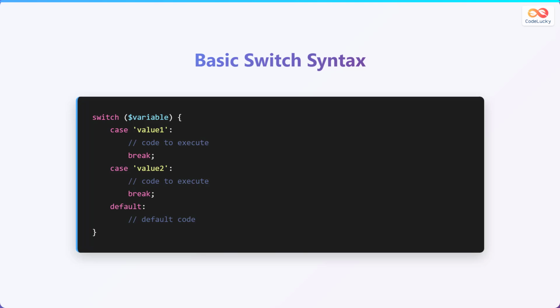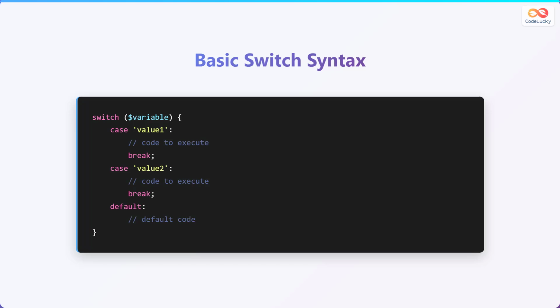Here is the basic syntax of a switch statement in PHP. It starts with the keyword switch, followed by a variable enclosed in parentheses. Inside the switch block, you have multiple case statements, each corresponding to a specific value.